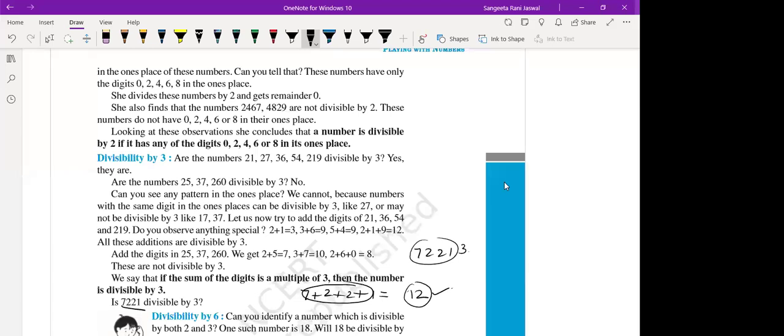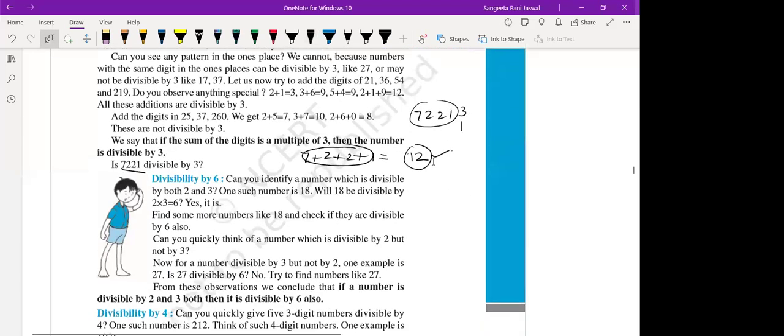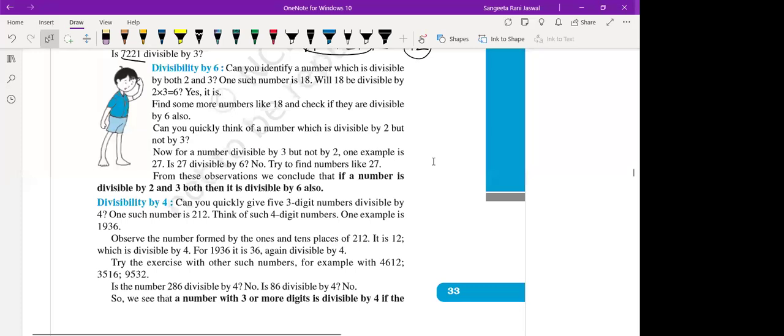That is 7221 is divisible by 3. Right? Next is divisibility by 6. Divisibility by 6 is if the number is divisible by 2 and 3. So factors of 6 are 2 and 3. If the number is divisible by both 2 and 3, we say that the number is divisible by 6. Right? So you can take any example. Okay, we'll take the example afterwards.